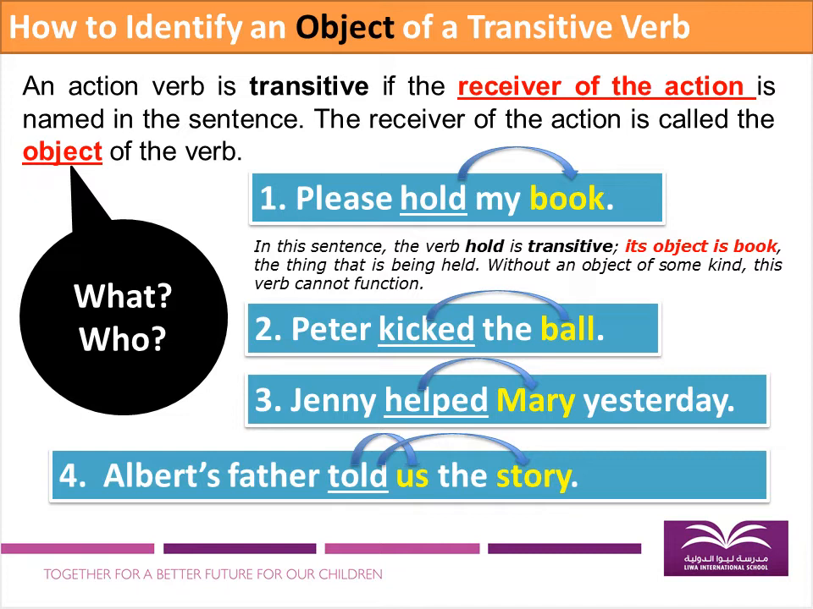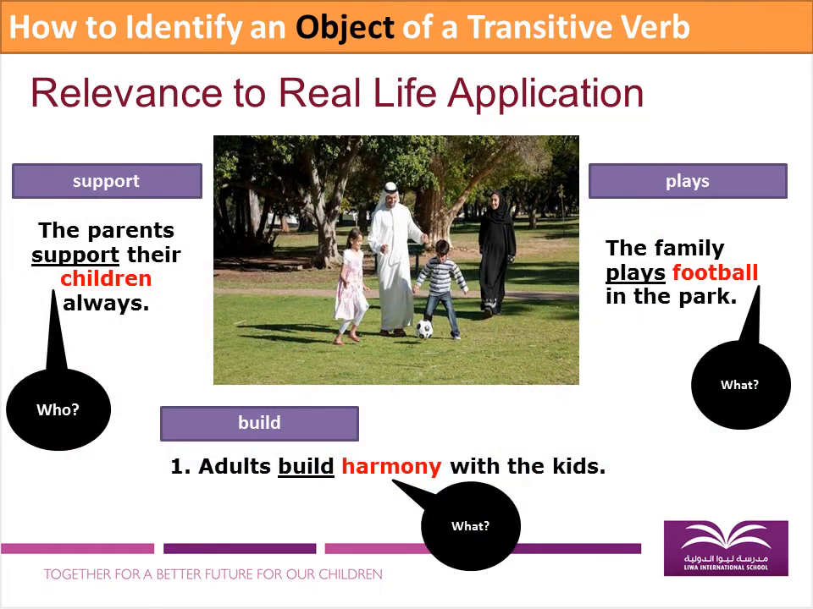Now let's try if you already understood our topic here. Your turn. I want you to answer these questions. Now, how to identify an object of a transitive verb? Let's use these objects in relevance to real-life application. I have 3 verbs here, and let's use them in sentences using this image.